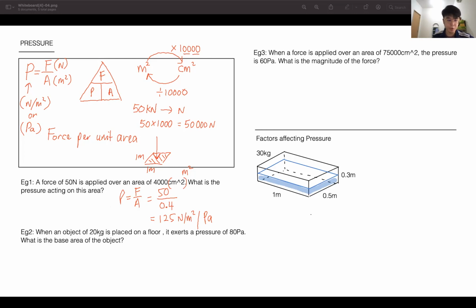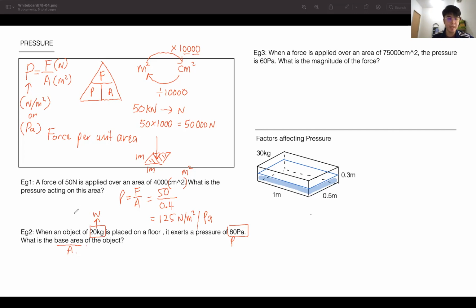When an object of 20 kg is placed on the floor, it exerts a pressure of 80. What is the base area of the object? So it's asking for the area. We got the pressure 80. Where is the force? Change this to the weight.